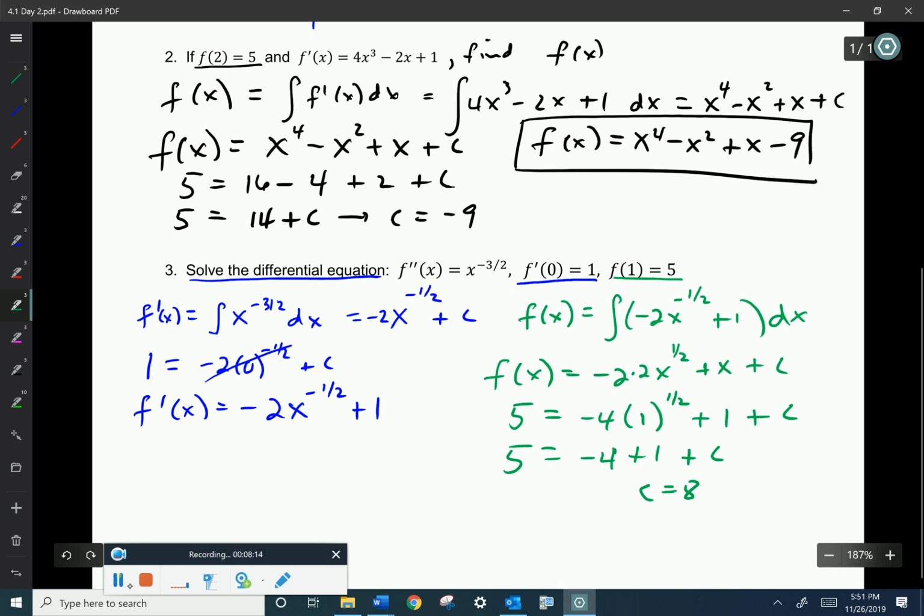So again, that means what they were actually asking for, the original function, is, where'd it go? -4x to the 1/2.